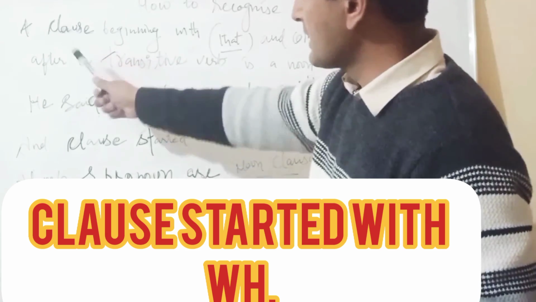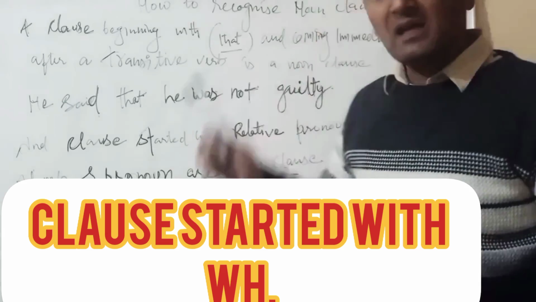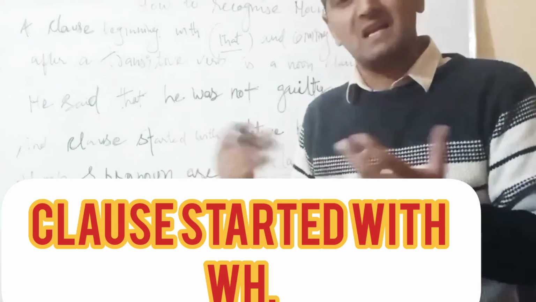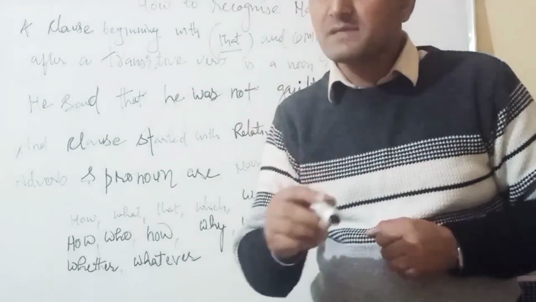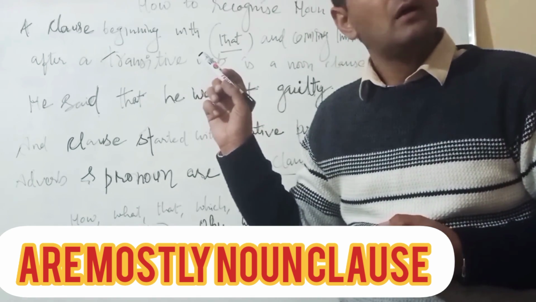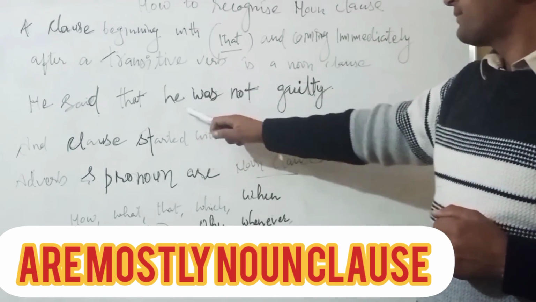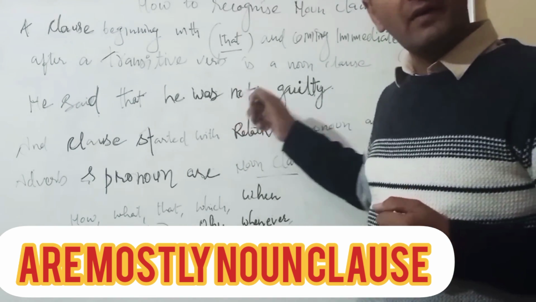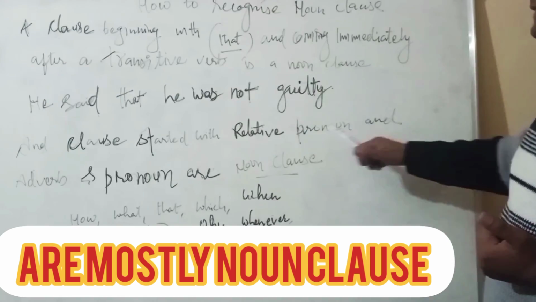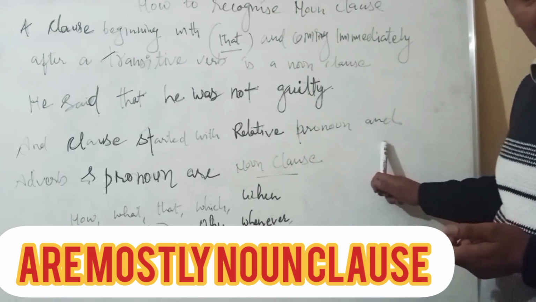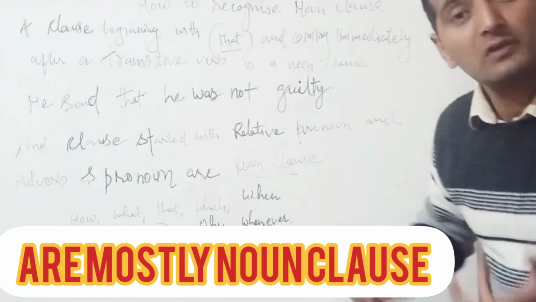We have one example here. A clause beginning with that, and coming immediately after a transitive verb. Transitive verbs are those verbs which can be converted from active to passive because they have subject, verb and object. Okay, the example is here. He said that he was not guilty. Subject here is the subject, our verb is here and see, we have the object also. And then a clause started with a relative pronoun or an interrogative, and relative adverbs are called noun clauses.